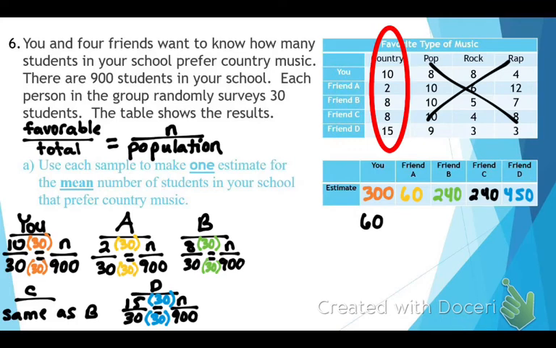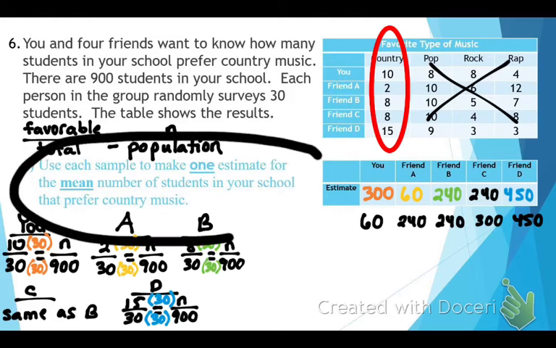The next number, what's the next smallest number? 240. And the next one? 240 again. Remember, even if you have the same number twice, you've got to keep them both there in your data set. Just the girls, what's my next number? 300. And boys, what's the final number? 450. This will now give us the opportunity to answer question A. Coming back to what question A says right here: use each sample to make one estimate for the mean number of students in your school that prefer country music. Do you guys remember how to find the mean or how to find the average?